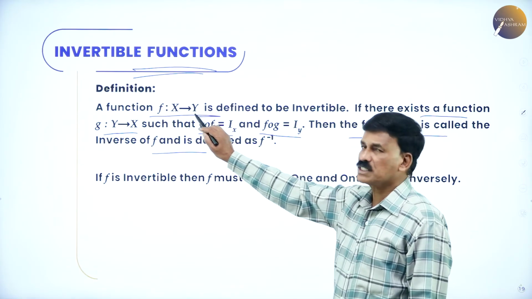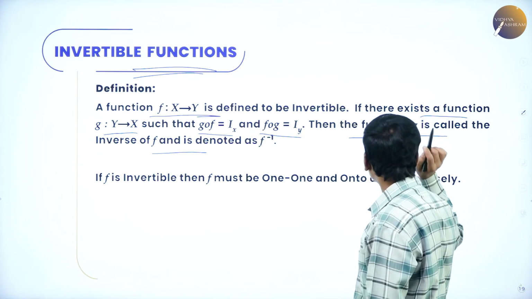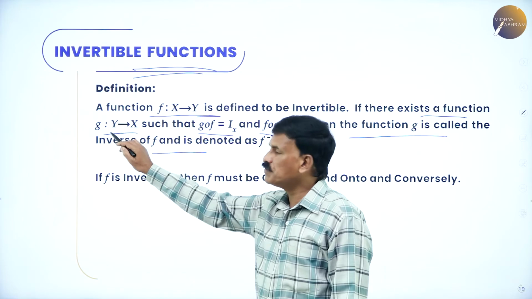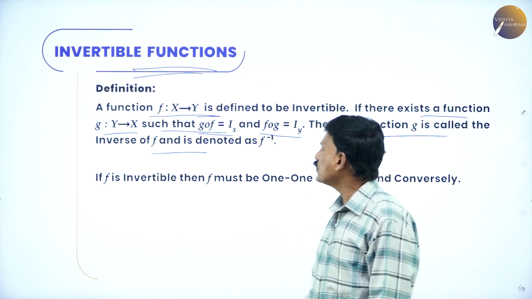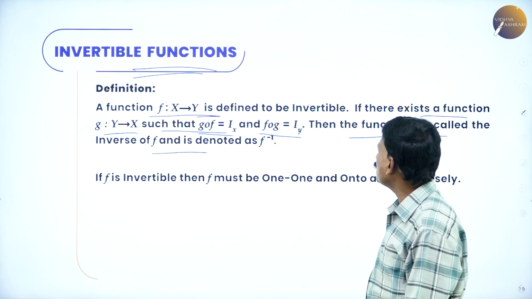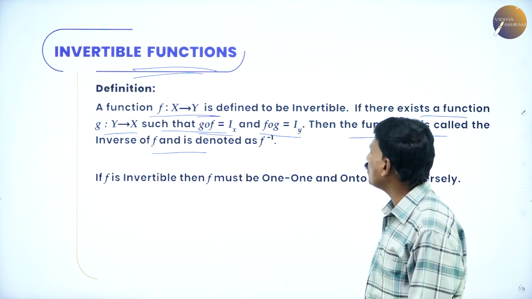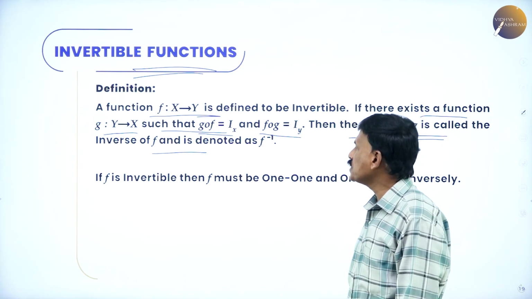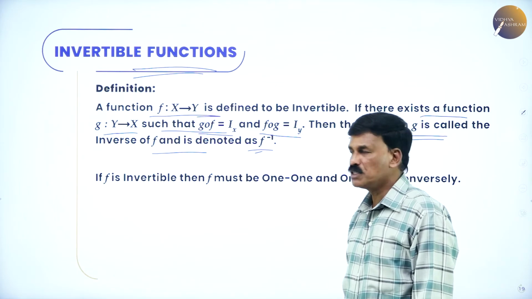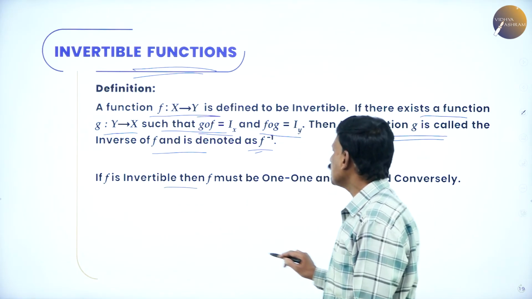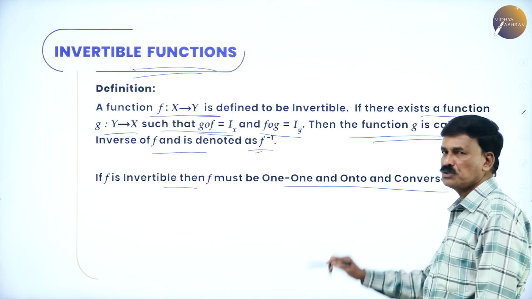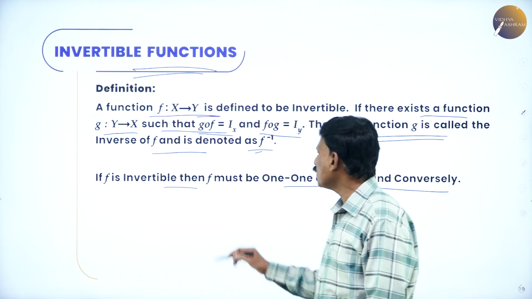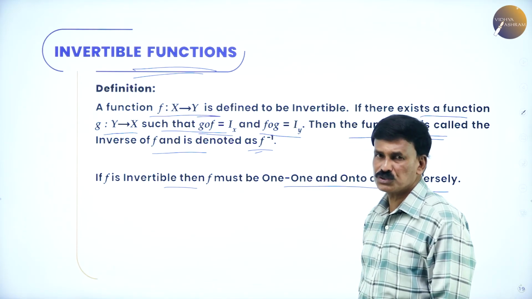That is, a function f from X to Y is defined to be invertible if there exists a function g from Y to X such that g naught f is I X and f naught g is I Y, then the function g is called an inverse of f and it is denoted as f inverse. That means if a function f is invertible, then f must be both 1-1 and onto, and also conversely. So if a function is invertible, then the function is 1-1 as well as an onto function.